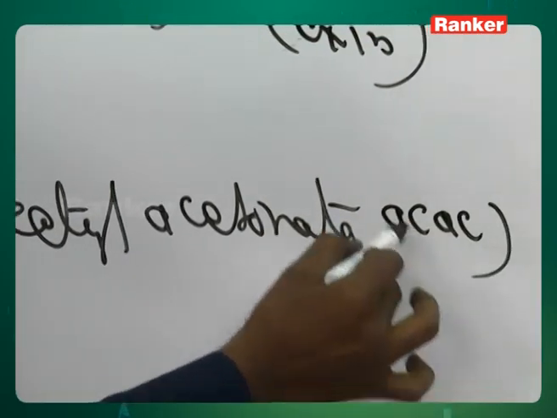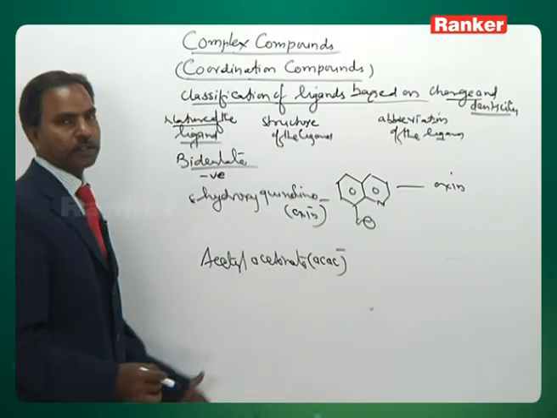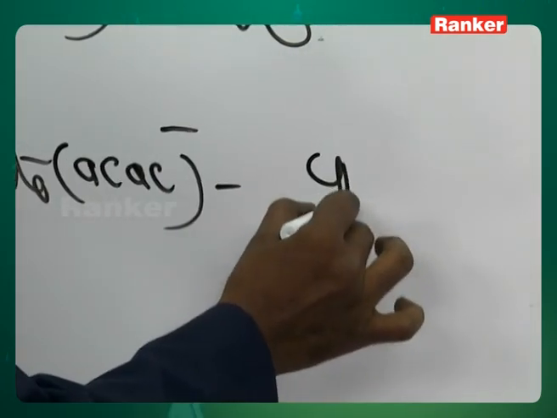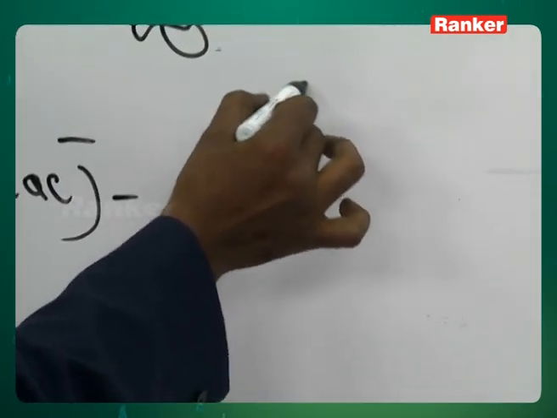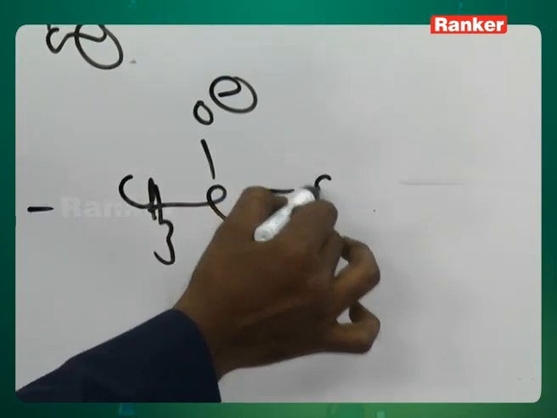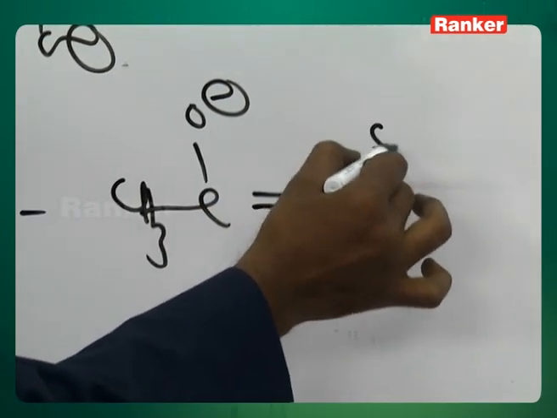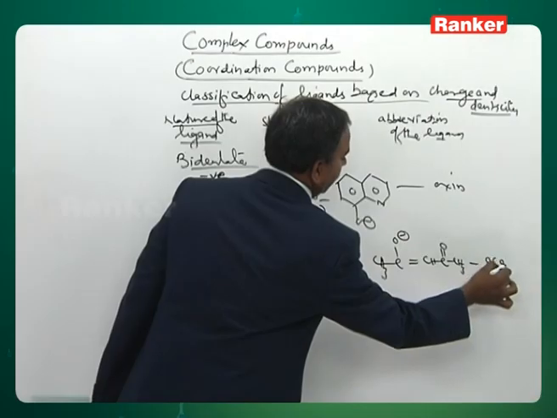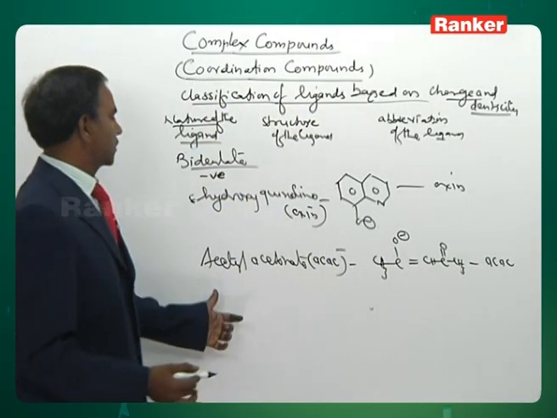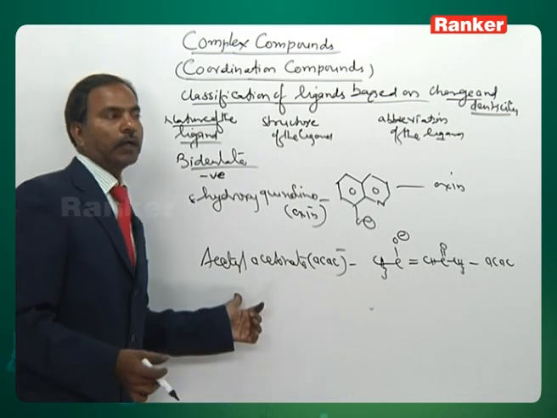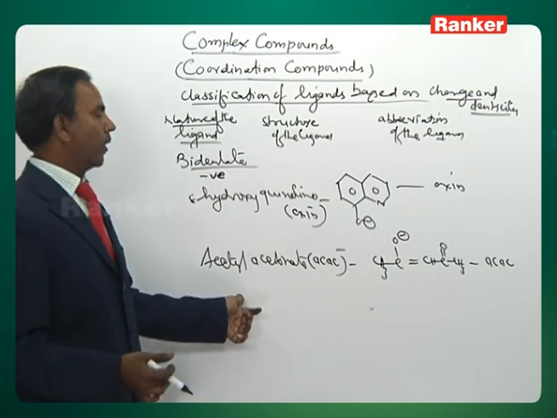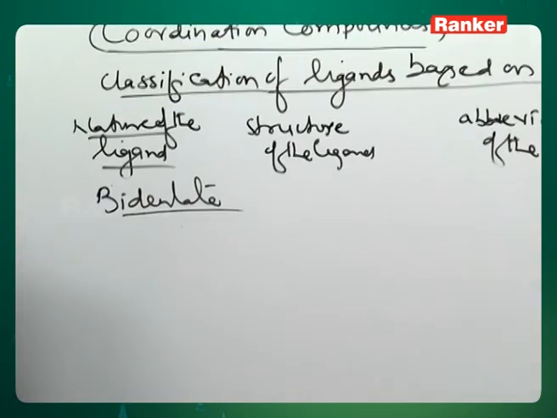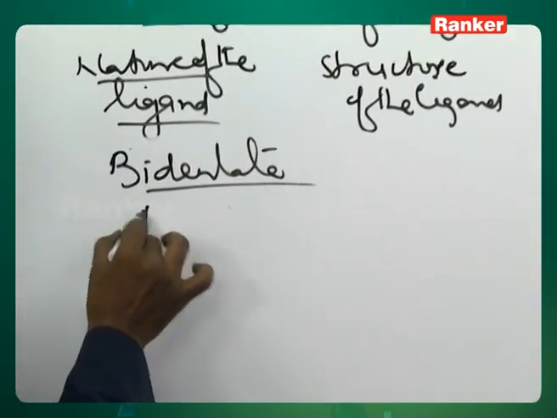Next one, acetylacetonato. This is ACAC minus. The structure of this ligand is important to remember: C single bond O, double bond CH, C double bond O, CH3. This is ACAC. Like this, some of the important negative bidentate ligands. Let me introduce now bidentate neutral ligands.